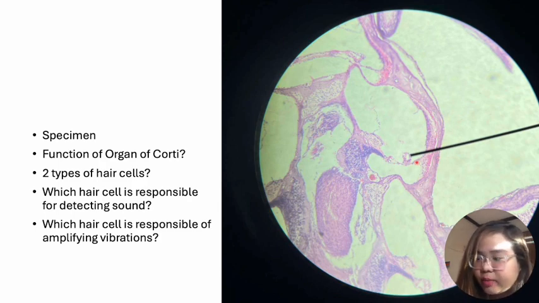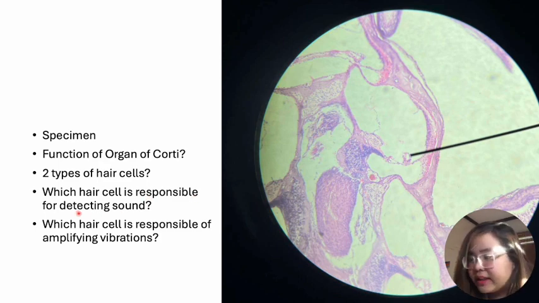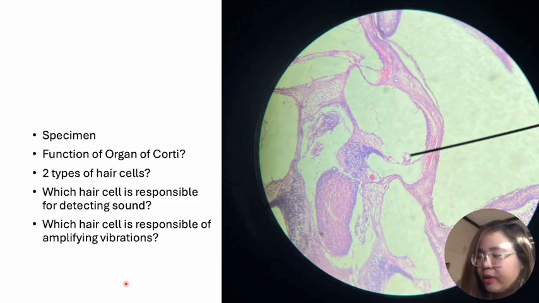Another possible question for our lab is what are the two types of hair cells that comprise the organ of Corti? Inner hair cells detect sound and transmit auditory information to the brain, whereas the outer hair cells are responsible for amplifying vibrations. Again, specimen, cochlea; function of organ of Corti, sound transduction; two types of hair cells, inner hair cells and outer hair cells. Inner hair cells are responsible for detecting sound, and outer hair cells are responsible for amplifying vibrations.